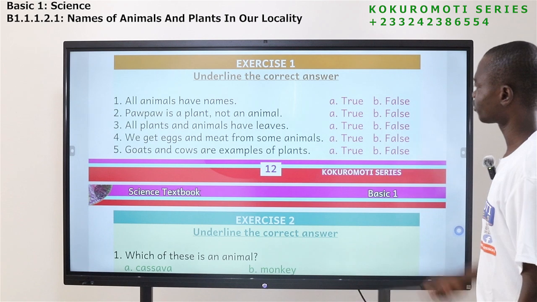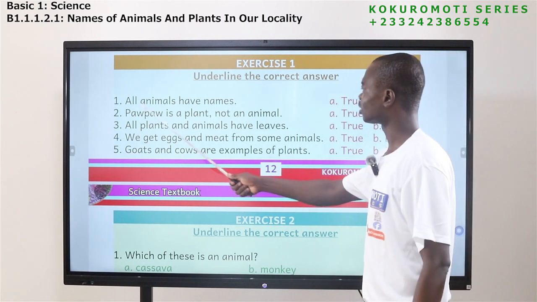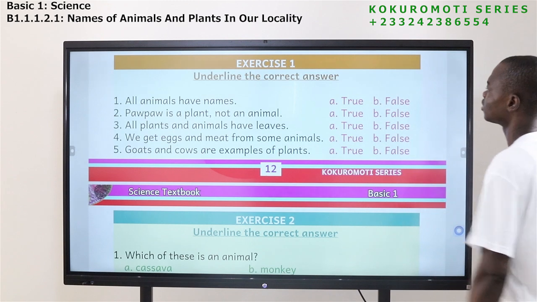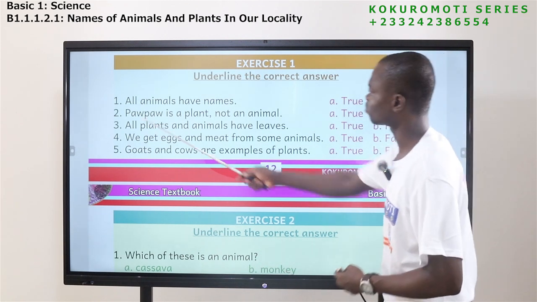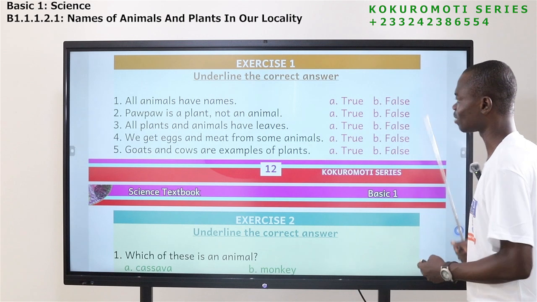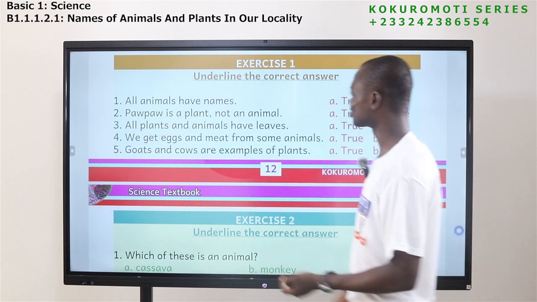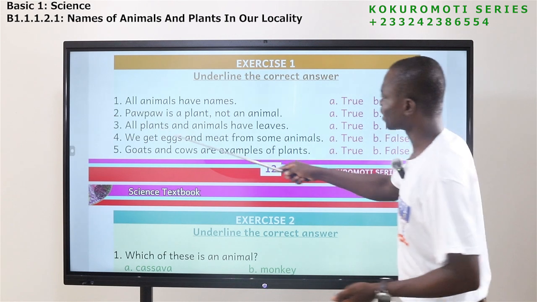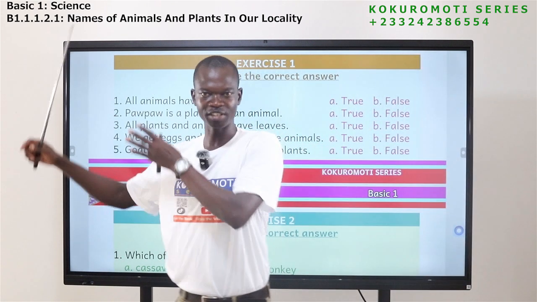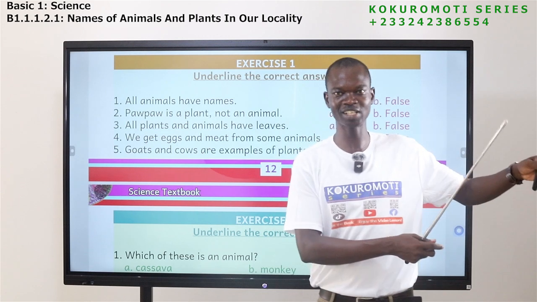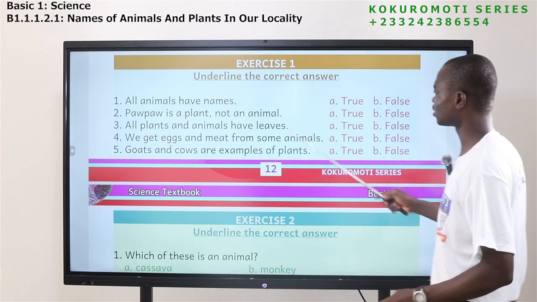We have exercise 1, 5 questions, true or false. So let me read number 1. All animals have names. True or false? It is true. All animals have names. Pawpaw is a plant, not an animal. True or false? It is true. Pawpaw is a plant. All plants and animals have leaves. All plants have leaves. What about all animals? Do they have leaves?